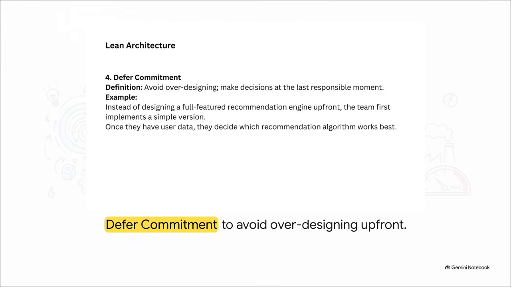Let's say you want to build a recommendation engine. Rather than architecting this massive, full-featured algorithm on day one, you just build a simple version first. You defer the heavy commitment. You let actual user data start rolling in, and you let that real-world data tell you what complex algorithm will actually work best. You save so much time by simply not building the wrong thing.